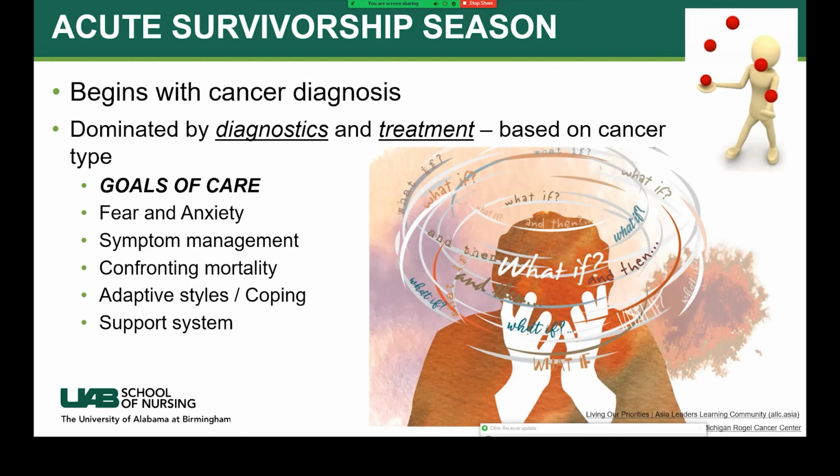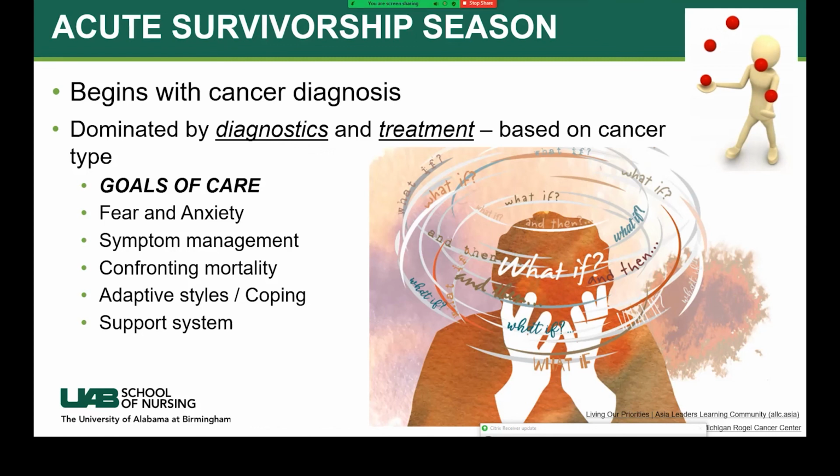So I wanted to divide cancer survivorship into seasons. This was Dr. Mullen's original work, when he was a physician who was diagnosed with cancer, and his own experience informed these seasons, as he calls them. The first season is the acute survivorship season. It begins at the cancer diagnosis, and it is dominated by diagnostics and treatment based on the specific cancer type. So each cancer type will have its own unique survivorship needs, based on the treatment and also the type of cancer and the symptoms that might occur from that particular cancer.